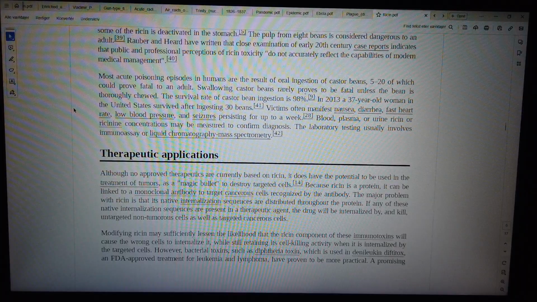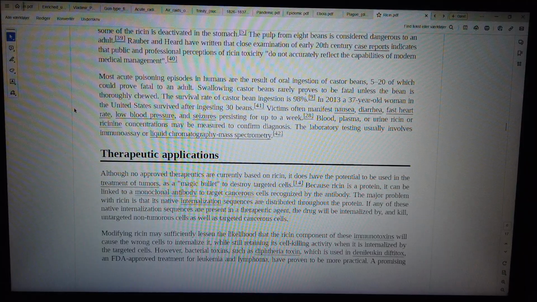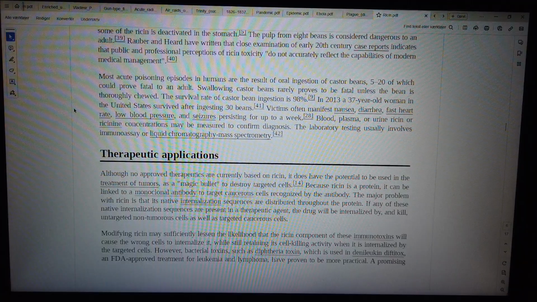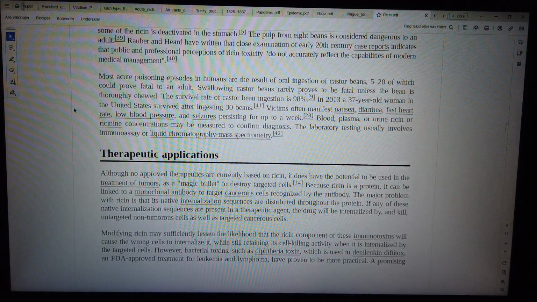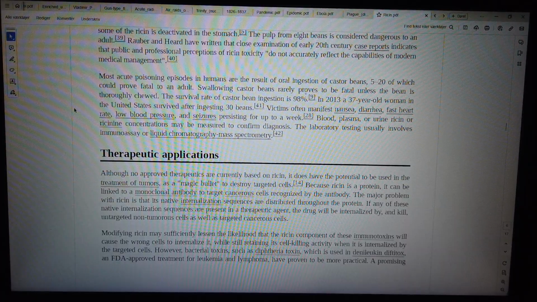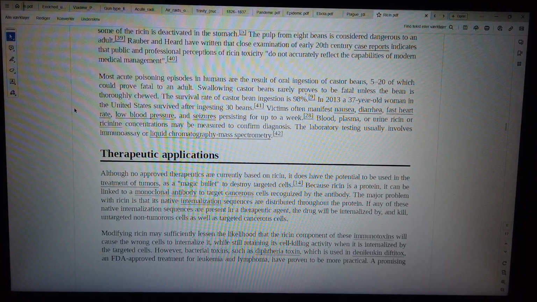Therapeutic applications. Although no approved therapeutics are currently based on ricin, it does have the potential to be used in the treatment of tumors, as a magic bullet to destroy targeted cells. Because ricin is a protein, it can be linked to a monoclonal antibody to target cancerous cells recognized by the antibody. The major problem with ricin is that its native internalization sequences are distributed throughout the protein.